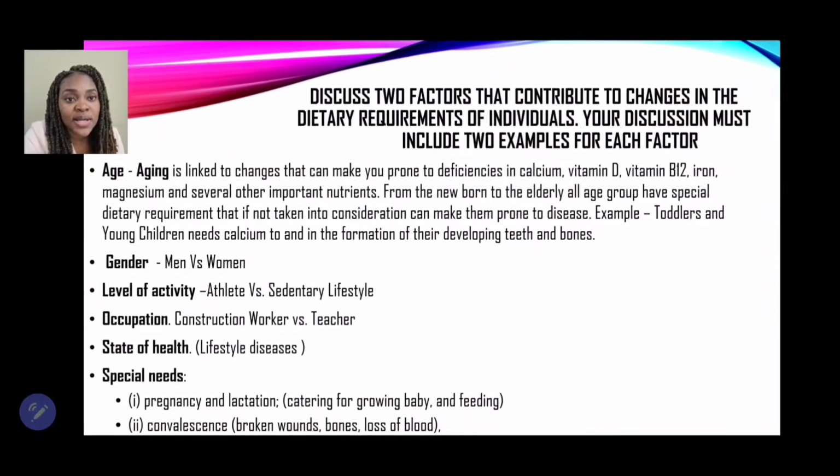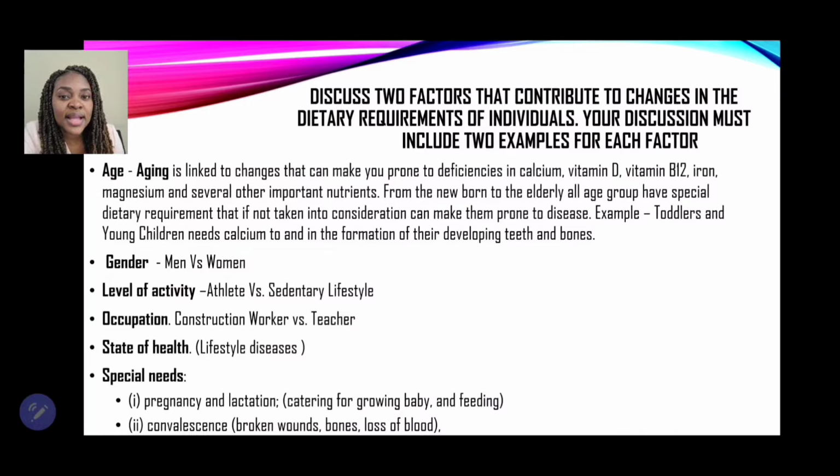Next question. Discuss 2 factors that contribute to changes in dietary requirements of individuals. Your discussion must include 2 examples for each factor. So when we're discussing the factors, I want to point out something to you. We're not speaking of food choice. Remember, when we speak of food choice, these are the factors that allow a person to choose what you want to eat, right?